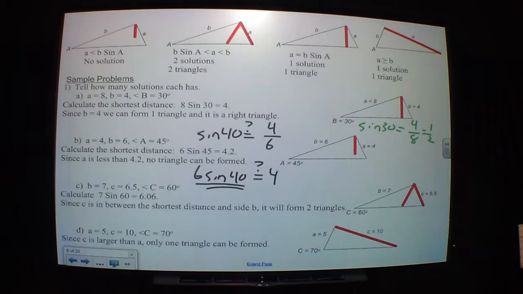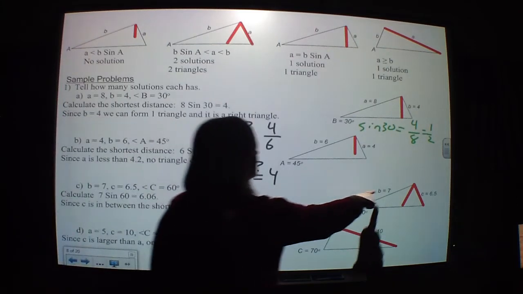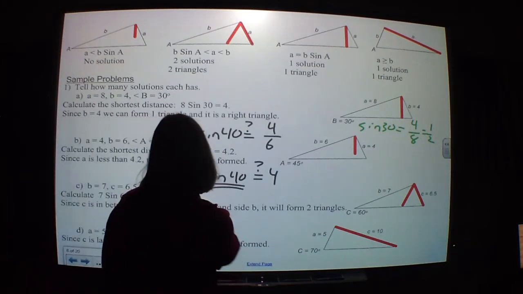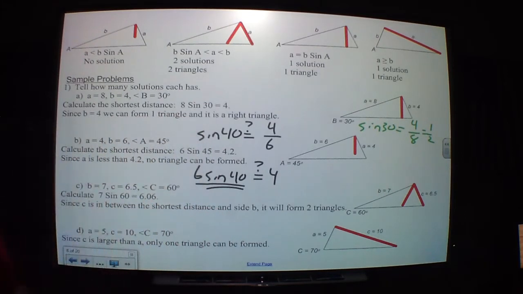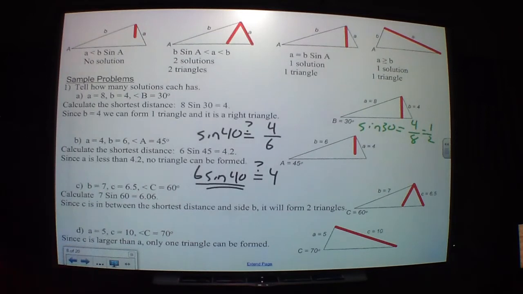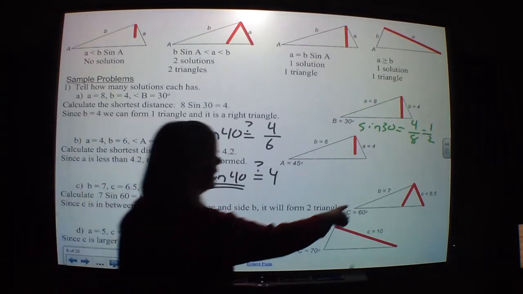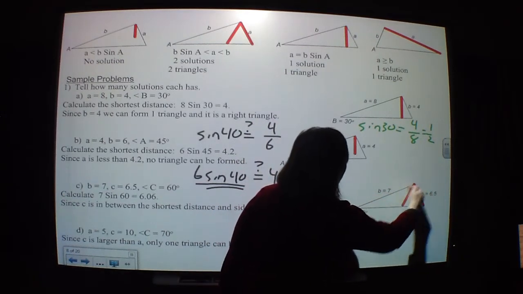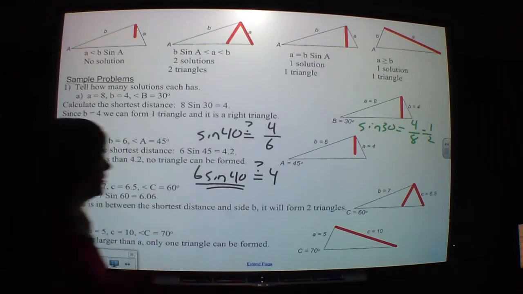For C, if you figure out what 7 sine of 60 is, you'll get 6.06. So the minimum this has to be to make a right triangle is 6.06. It's longer than that, it's 6.5, so we'll make a triangle. And since it's less than the 7, it can swing in and make a triangle, or swing out and make a triangle. So it makes two triangles.